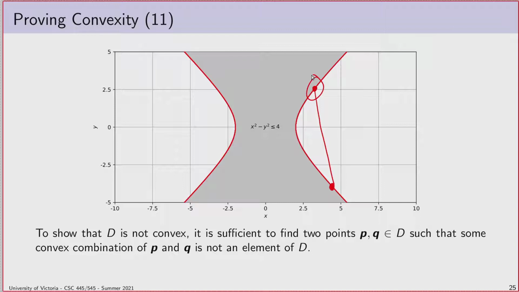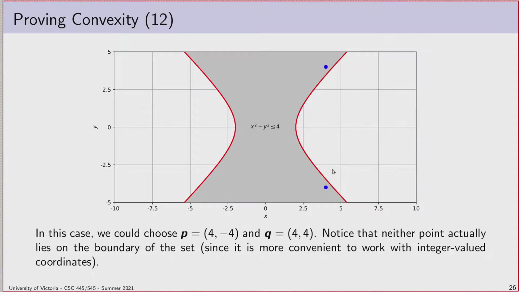Do you really want to find that point? How about we choose something more convenient? So why don't we just choose 2 points? Let's choose the point 4, -4. This is P here, and then this is Q. So we'll choose points with integer valued coordinates.